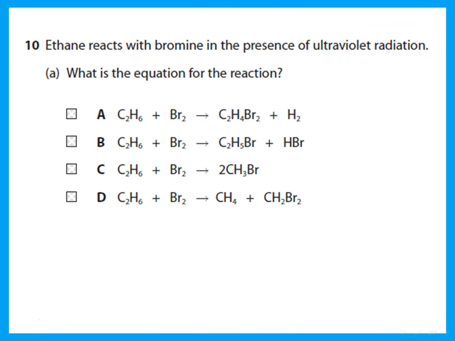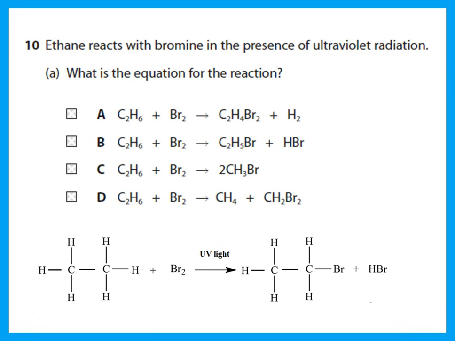Ethane reacts with bromine in the presence of UV radiation. What is the equation for the reaction? Again, remember, alkanes react with halogens in presence of UV light. This is called a substitution reaction, in which I remove one of the hydrogens from the ethane and replace it by one bromine, and the other product would be hydrogen bromide. So the reaction that happens is a substitution reaction in presence of UV light. So which one is correct? That is the one written in B.